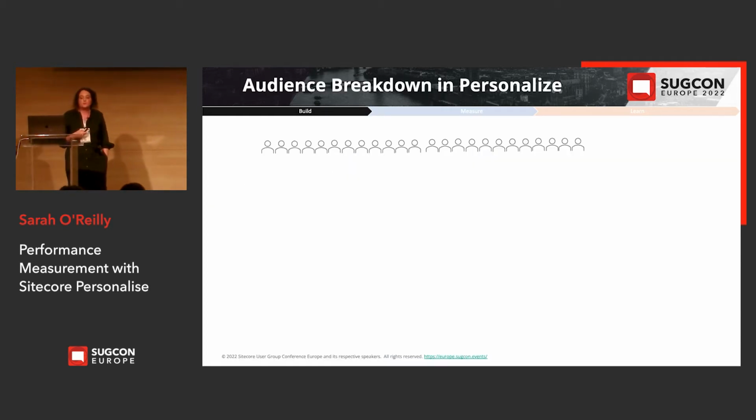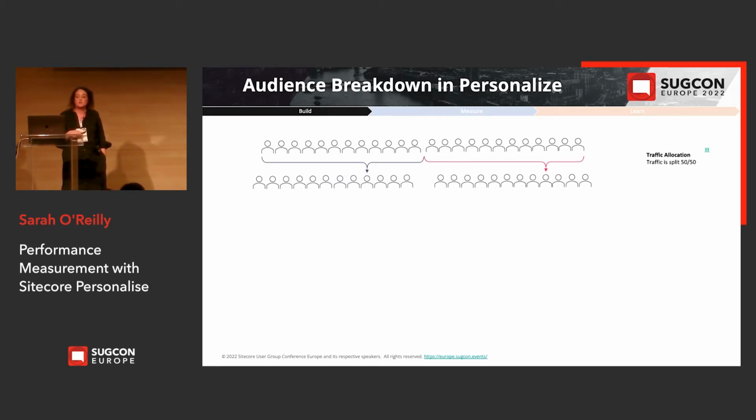So if we look in more detail at what is actually happening, like what is the audience breakdown inside Sitecore Personalize, we can do that here. To start off with, this is the whole world as we know it. These couple of people here represent absolutely everybody. And the first thing that we've done is we split the traffic 50-50. Half the people are going into the control group, half the people are going into the variant group. And the variant group is our recent search banner.